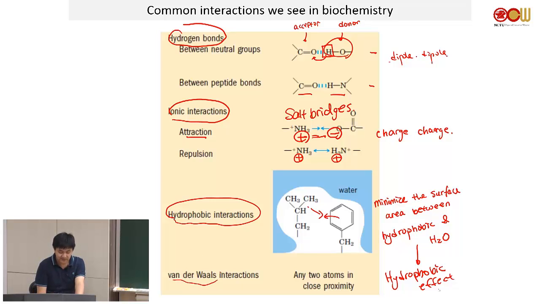And then you also get some van der Waals interaction that happens when two atoms get close to each other, but it's less important. Okay? Primarily, you really need to know hydrogen bonds, ionic interactions, hydrophobic effect. Okay, hydrophobic interactions. Okay? So those three are the most important interactions that we see in biochemistry.